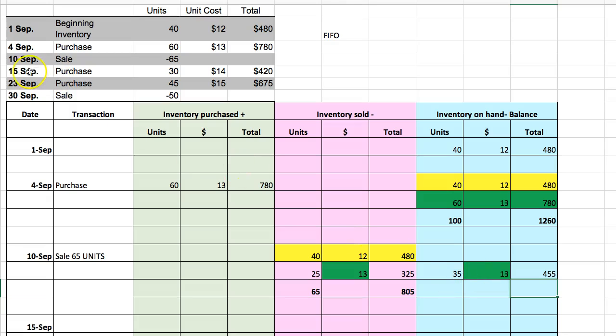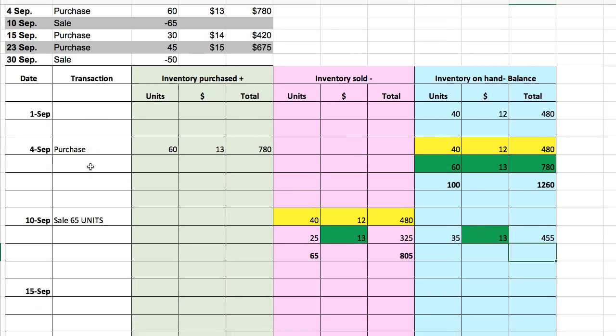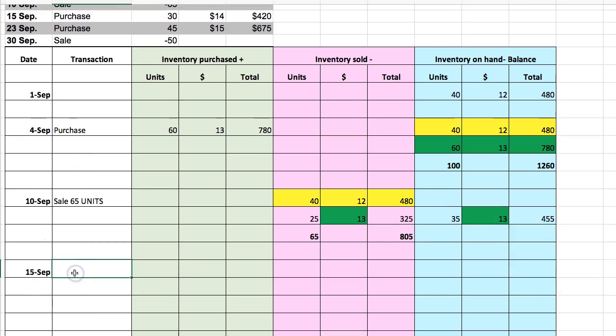Okay, next one, I have 15th of September is a purchase. It's 30 units, $14 each, 420. So after each transaction, we get the balance. I copy down my old balance.